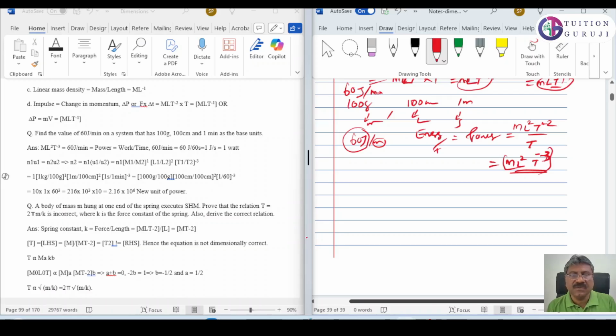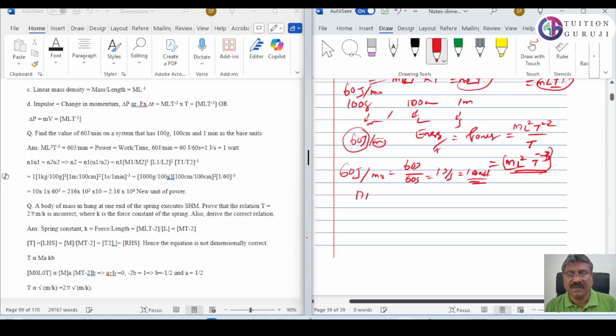Now we know that 60 joules per minute, when we change into seconds, we have to divide by 60. That is actually 1 joule per second, nothing but 1 watt. Okay, so it is 1 watt. 1 joule per second is nothing but 1 watt.